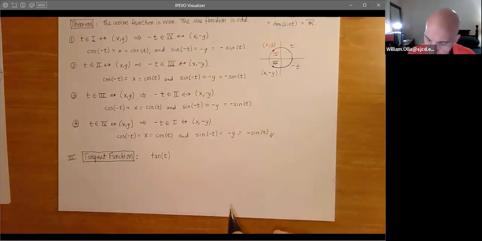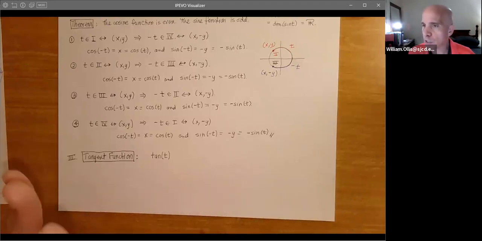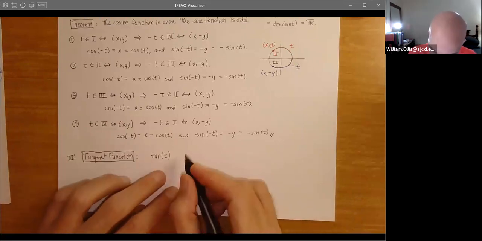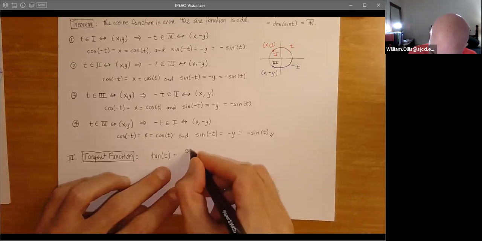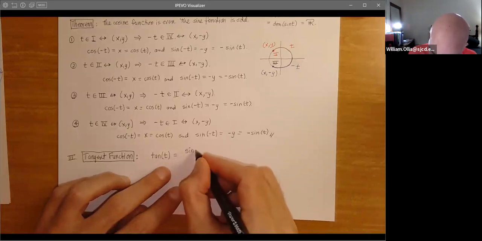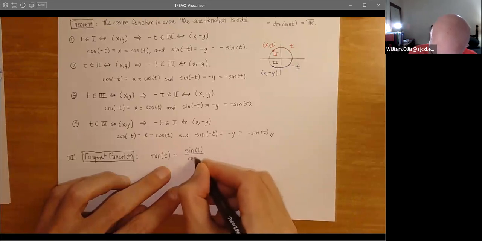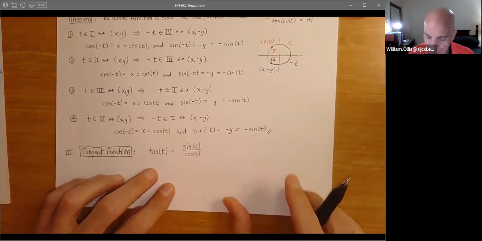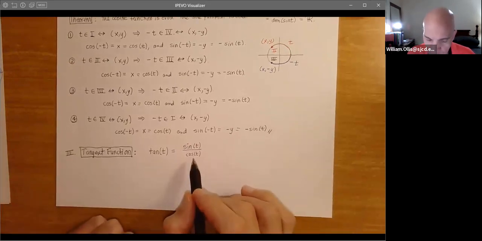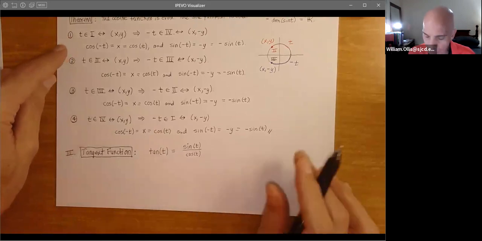Now, after I define this, I'm going to go back to the definition of the unit circle to give you the fundamental identity, because you might have already forgotten it. So we're going to define tangent t to be the ratio of sine t to cosine t. Okay? So we're thinking, when we look at this, we've taken two functions that we understand pretty well and we take their ratio.